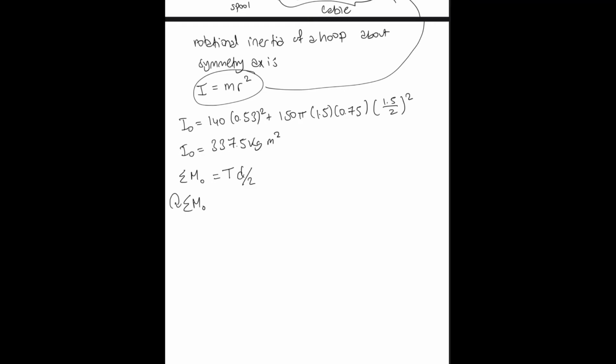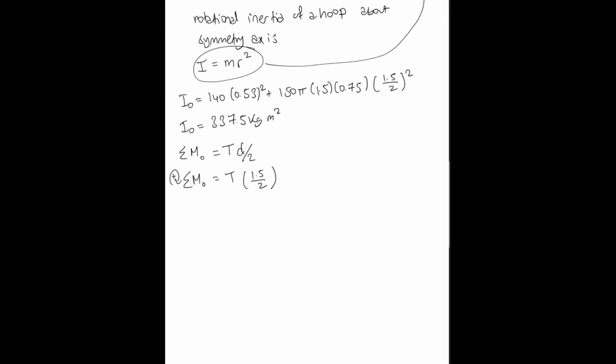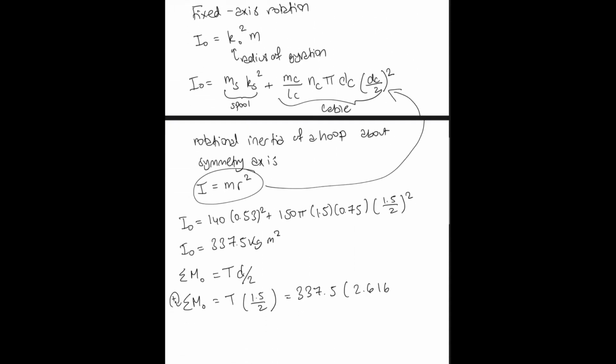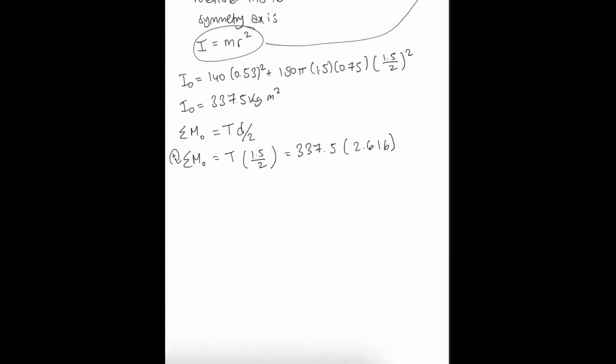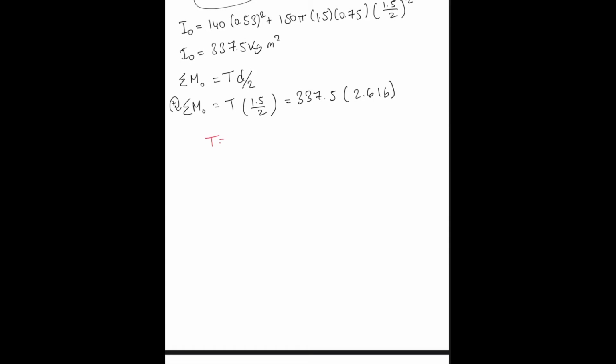So we're going to take the clockwise to be positive, and that will give us T multiplied by 1.5 over 2 is equal to this rotational inertia, which we just found, 337.5, multiplied by the angular acceleration, which we also found earlier, which is 2.616, to give us a value for the tension T, which is 1,177 newtons.